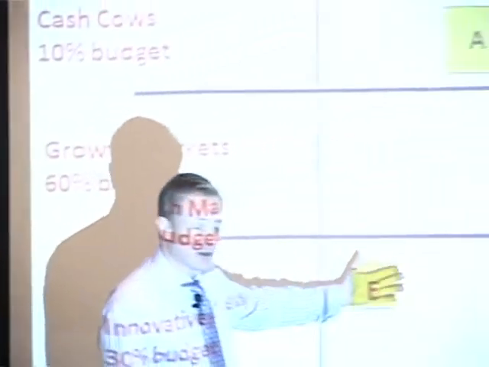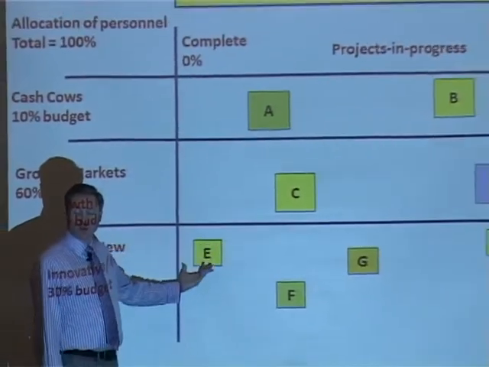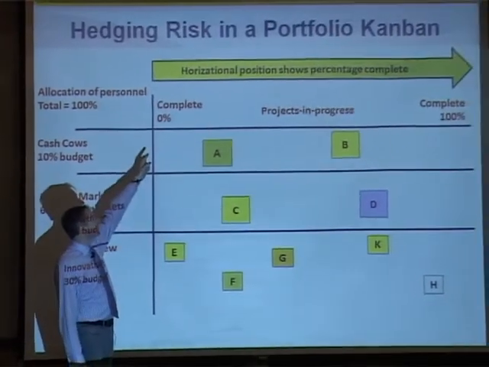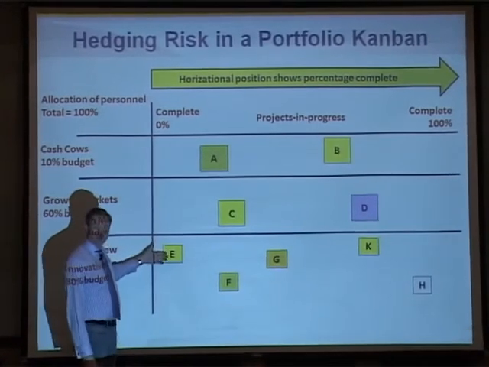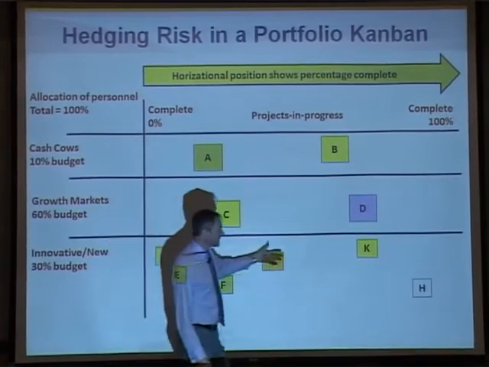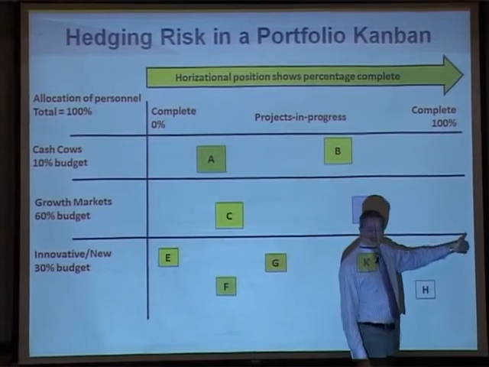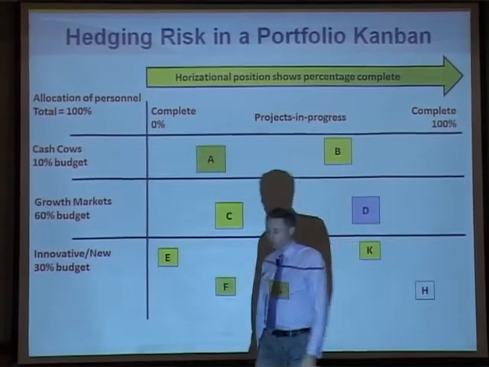This also shows a portfolio-style Kanban where the tickets represent projects. A ticket to this end is 0%, this one maybe 5% complete. And as the project completes, we slide the ticket across the board. When they get to this end, they're 100% complete.